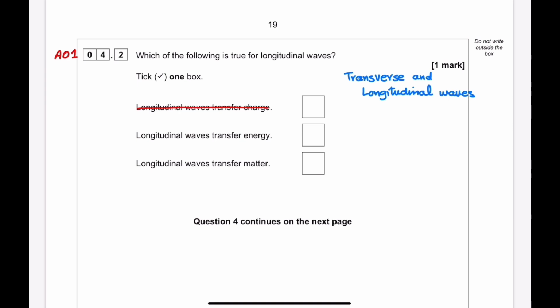Longitudinal waves transfer energy. All waves transfer energy from one place to another place. The last option is longitudinal waves transfer matter. Longitudinal waves are not transferring the matter from one place to another place. So the last one is also an incorrect option. The correct option is longitudinal waves transfer energy.